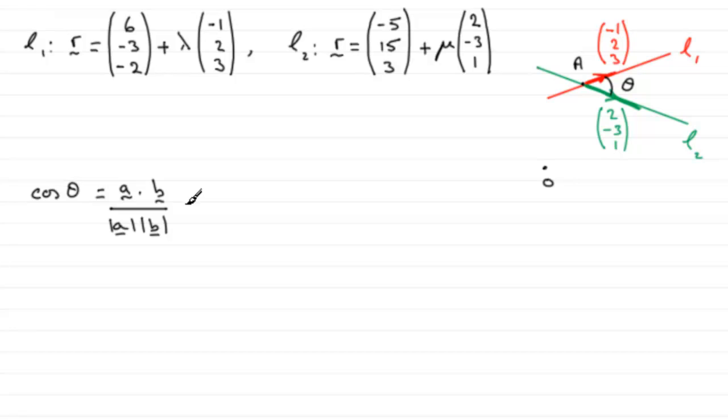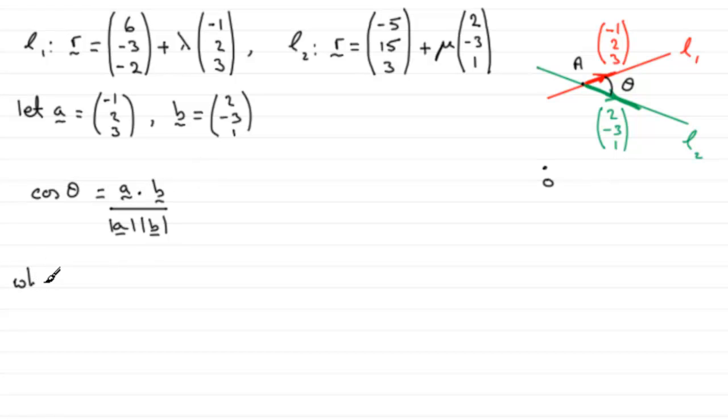But we need to define our vectors A and B that we're using, and my vector A is the direction vector for the line L1, so it's going to be -1, 2, 3. So let's just put that in as A is the vector -1, 2, 3, and the vector B I'm going to take is the direction vector for the line L2, the vector 2, -3, 1.